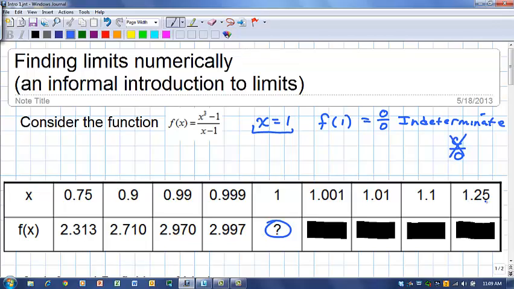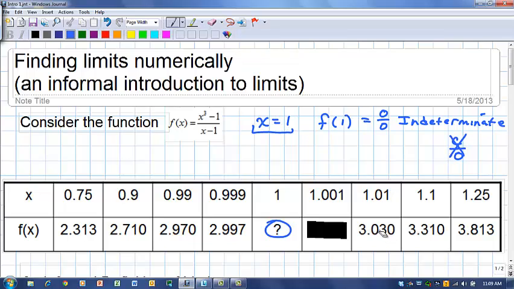So we're going to start with 1.25, which is furthest away from 1 of these numbers, and we'll see that the function has a value of 3.813. As we get a little closer, 1.1, we have 3.310. We get a little bit closer to 1, we have 3.030. And then finally, when we get even closer to 1, we have 3.003.